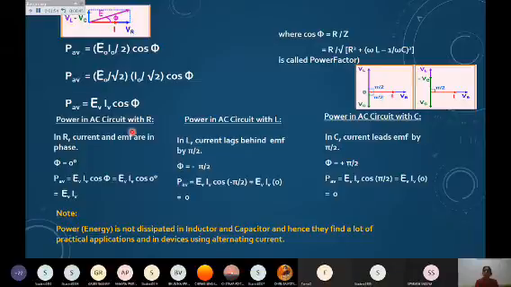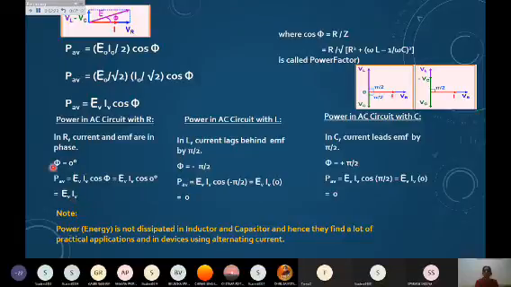Like if I am talking about the power in an AC circuit containing only the resistor, then we know that current and EMF are in the same phase. We have studied these equations for the resistor circuit. Current and EMF are in the same phase, so this phi will equal 0. Now if I put phi equals 0, then cos phi equals 1. So I get P average is given by E V into I V.